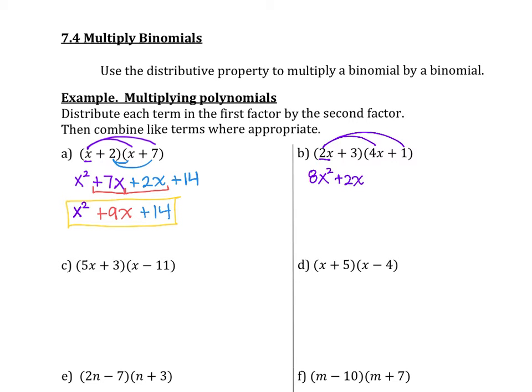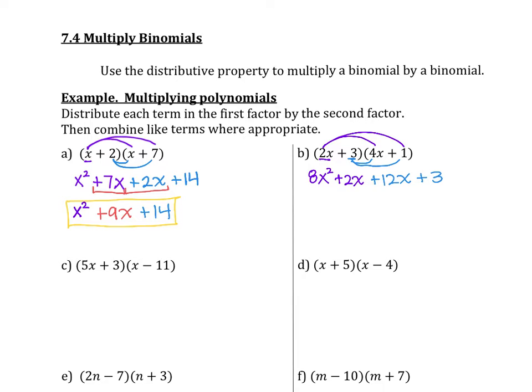Okay, I finished distributing the 2x. Now I need to distribute the other term. So 2x plus 3. So now I need to do 3 times the 4x and 3 times the 1. 3 times 4 is 12x. 3 times 1 is 3. Okay, and because I'm multiplying 2 terms by 2 terms, I always end up with 4 terms.